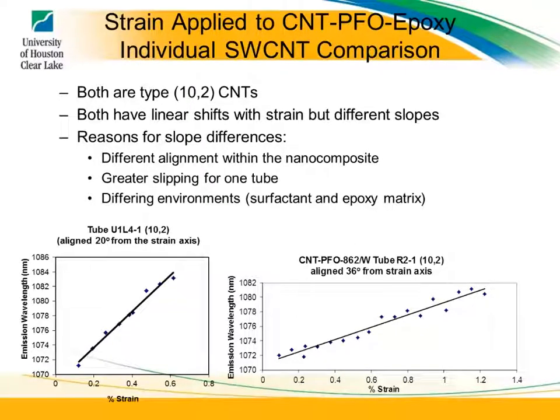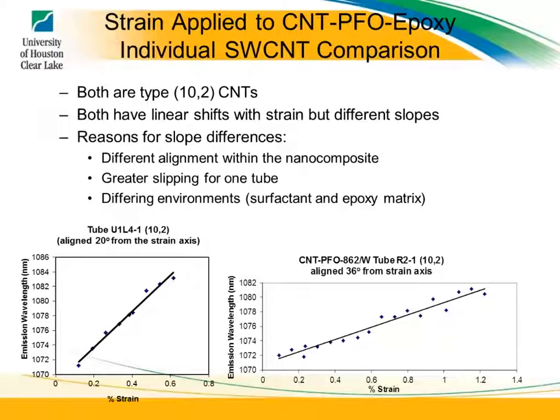If you change the polarization of the laser, you can determine the alignment of the nanotube. If the polarization of the laser is in the same direction as the axis of the nanotube, you'll get bright fluorescence. But if the polarization is perpendicular, you get almost zero. So just by changing the polarization of the laser coming in, you can determine the alignment of the nanotube, just by doing the fluorescence. So that's nice. I was able to determine exactly what the alignment was. This one was 20 degrees away from the strain axis. This one was 36 degrees from the strain axis. But they're both the same type of tube.